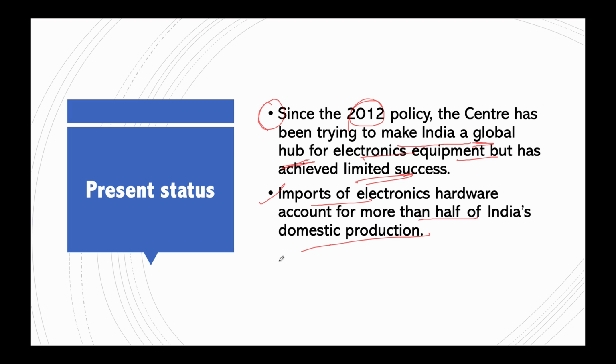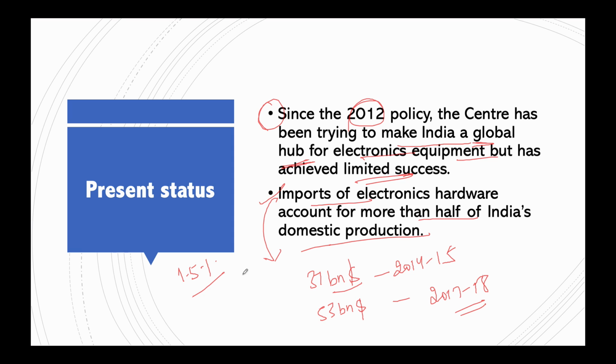So you can see here. Now here I'll give you some data also. I am talking about the imports. It has been increasing rapidly from $37 billion in 2014-15 to $53 billion in 2017. Here I am talking in US dollars. So our imports have increased drastically. Now India's electronics hardware output accounts for just 1.5% of world output. So actual investments into the electronics sector have not been impressive yet.